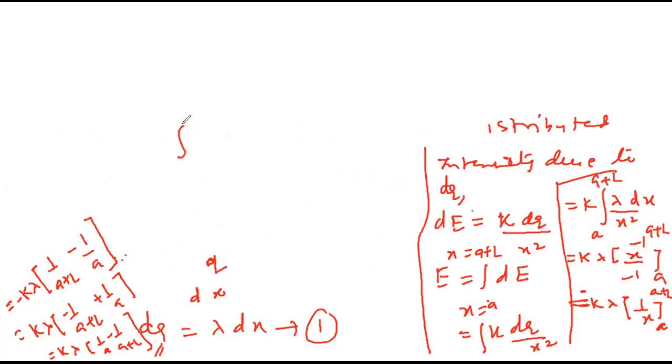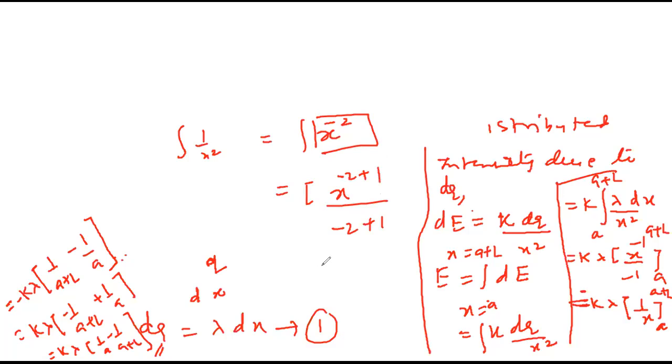See, 1 upon x square goes up and becomes x raised to -2. Correct? Yes. Now, if it is x raised to n, then our integration is x raised to n plus 1 upon n plus 1. So this is x raised to -2 plus 1 upon -2 plus 1. Therefore, we got x raised to -1 upon -1. Clear? Okay, sir. Thank you. Okay.